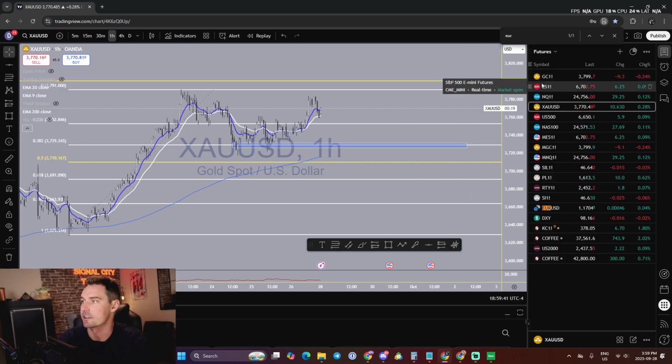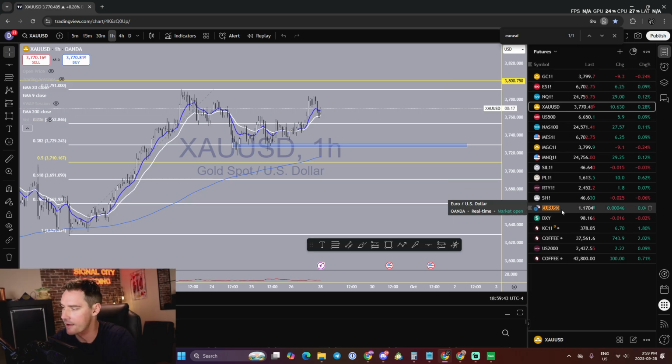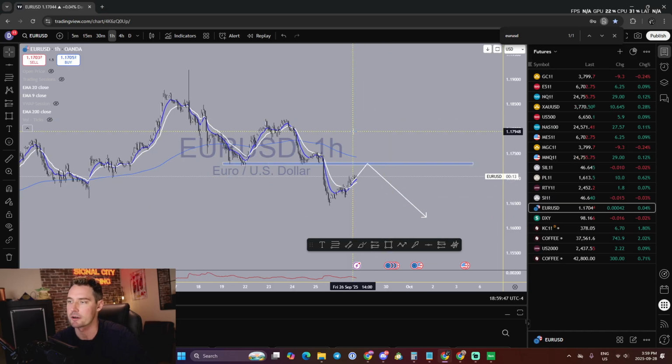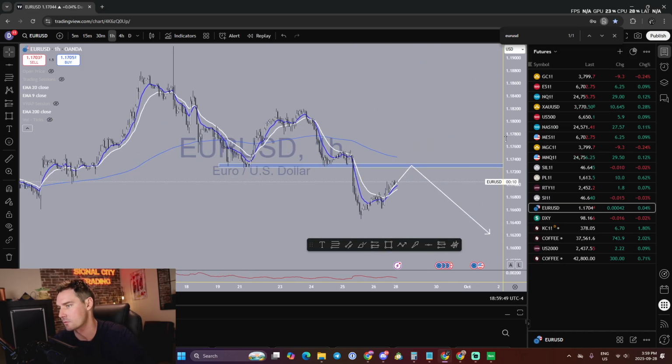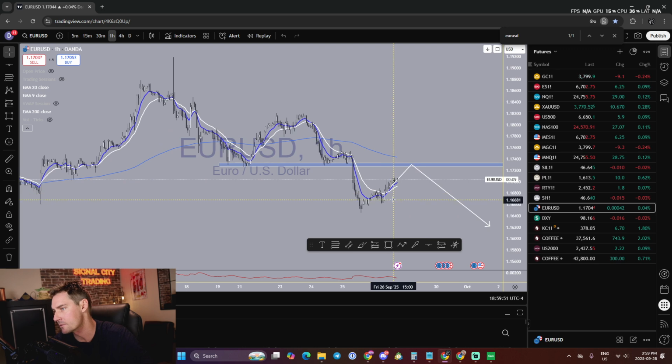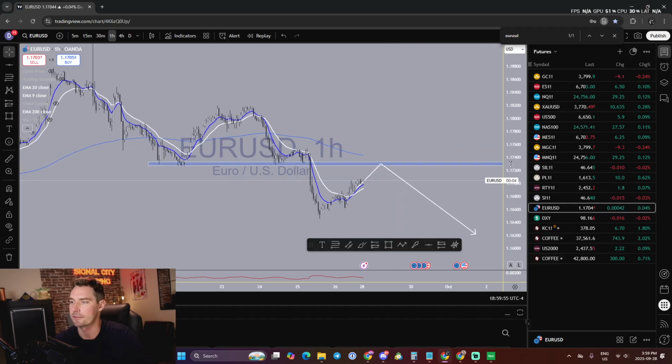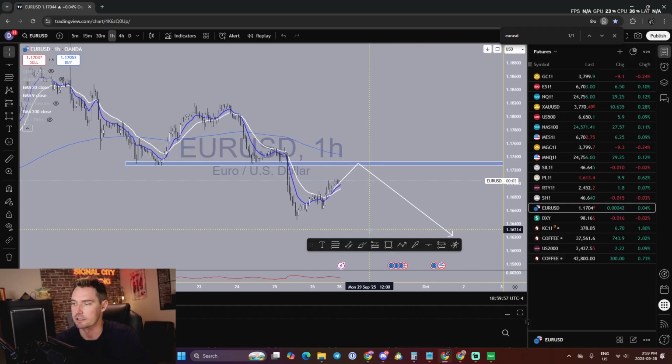EURUSD has been interesting because we were bullish on that for a while, and then it started to shift, and now we're going bearish. We already did analyze this one late last week, maybe on Friday. I'm looking at this level. This is such a beautiful level here. We had a sell-off. This is what I call a crab claw. This is my trademark pattern.